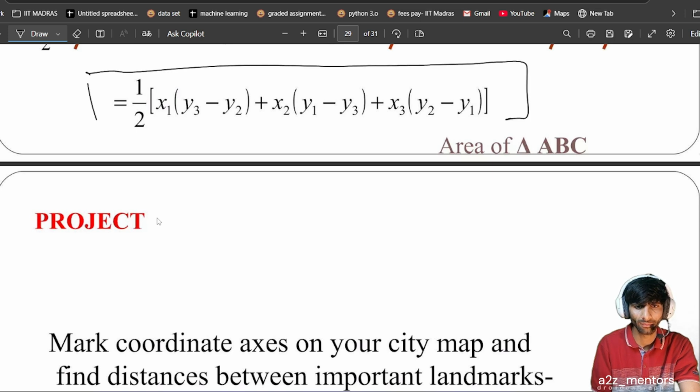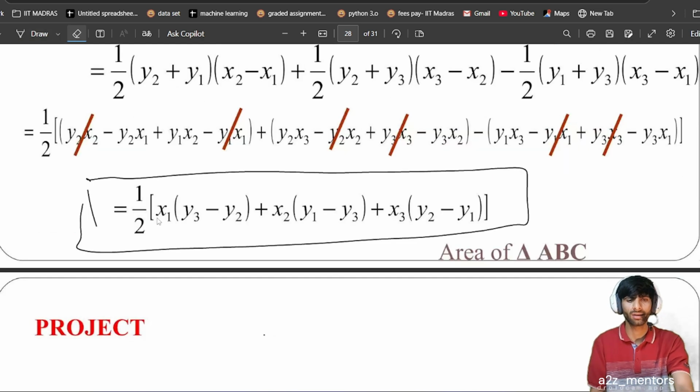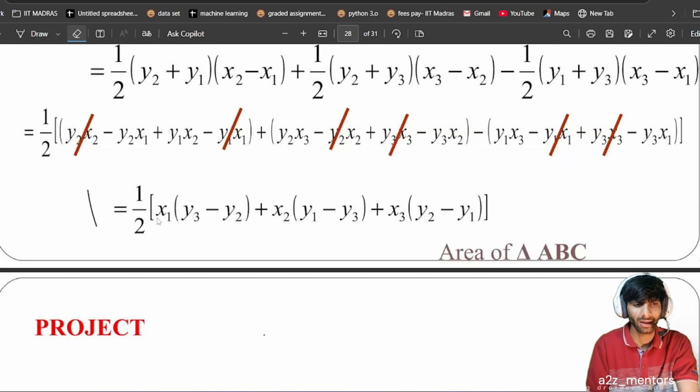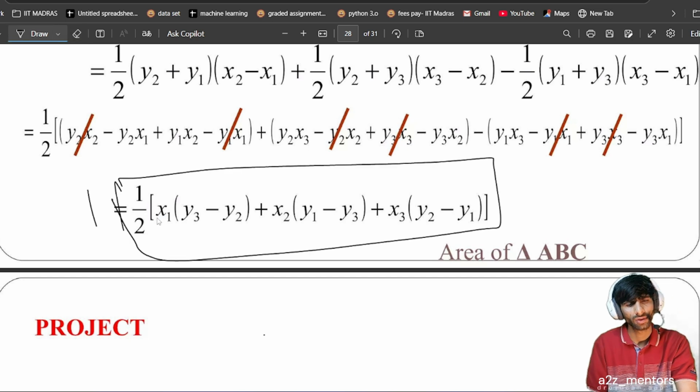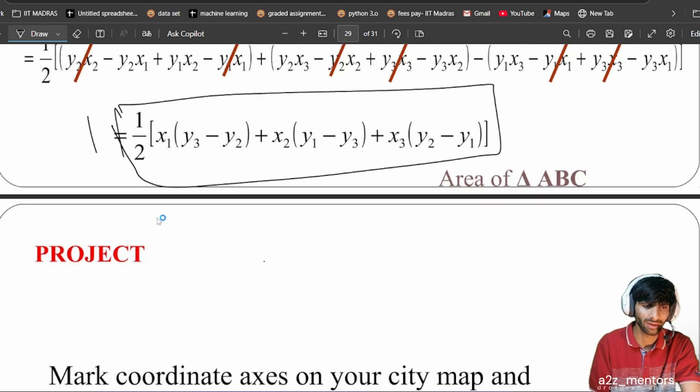1 by 2 times [x1 (y3 minus y2) plus x2 (y1 minus y3) plus x3 (y2 minus y1)]. This is a long formula. This was the formula of the area of a triangle. Directly you can get the value of the area of the triangle by this formula. You have to remember this. If you see it 4, 5 times, you will get it.